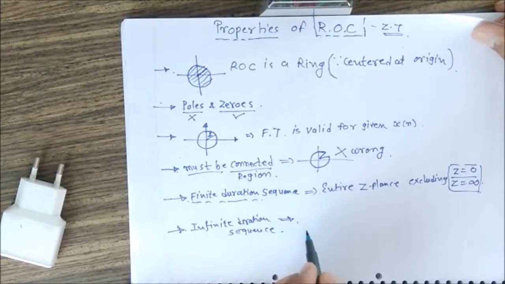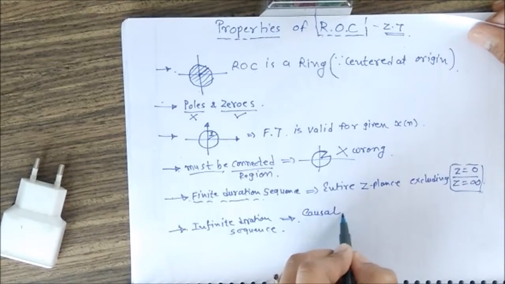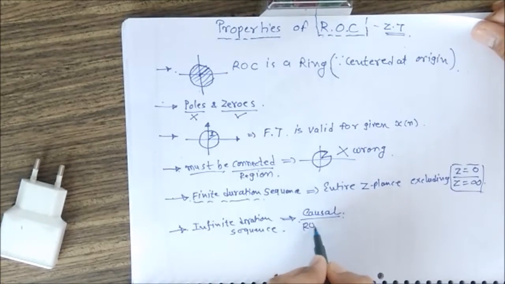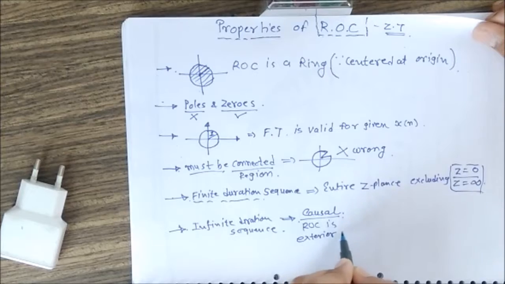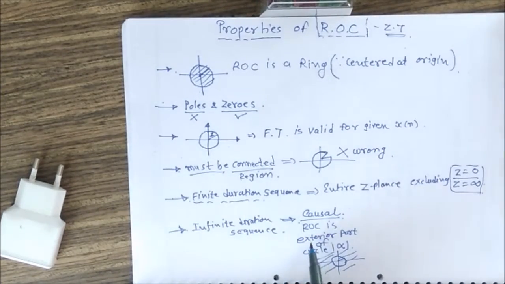It has three conditions. If the given signal is causal with infinite duration, then the ROC is the exterior part of a circle with radius alpha. So ROC would be the exterior part of circle alpha, and the ROC looks like this. This is the ROC of a causal sequence. ROC is the exterior part of circle with alpha radius.